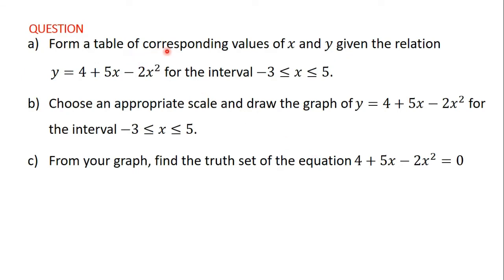Form a table of corresponding values of x and y given the relation y is equal to 4 plus 5x minus 2x squared for this interval. Then choose an appropriate scale and draw the graph of y is equal to 4 plus 5x minus 2x squared. We have learned how to do all these already. So you move straight to the last part of the question. From your graph, find the truth set of the equation 4 plus 5x minus 2x squared is equal to 0.